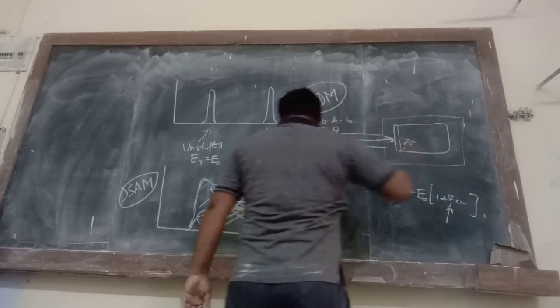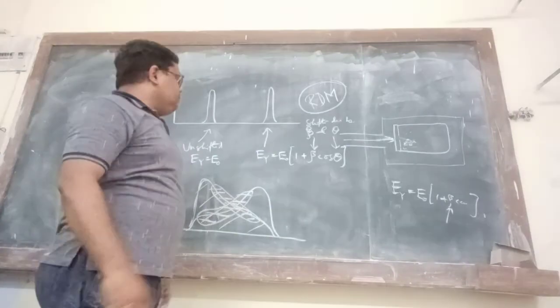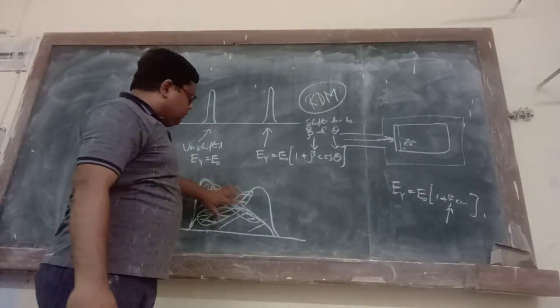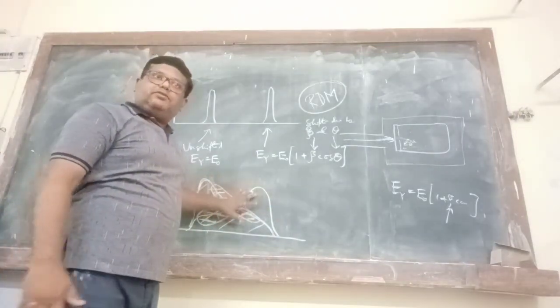I'm not writing it down, you can find it. Any more questions? So I have talked about the line shape also, the centroid shift method.